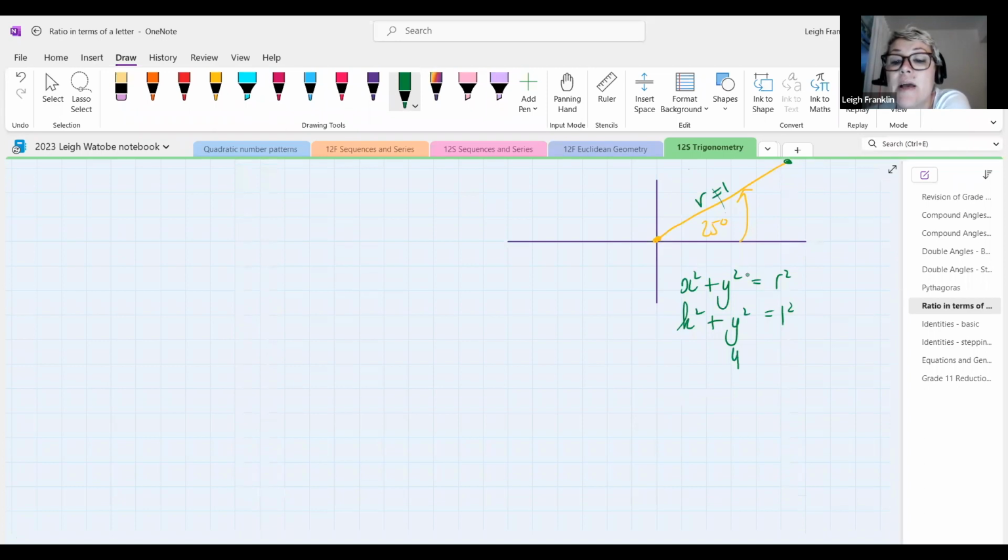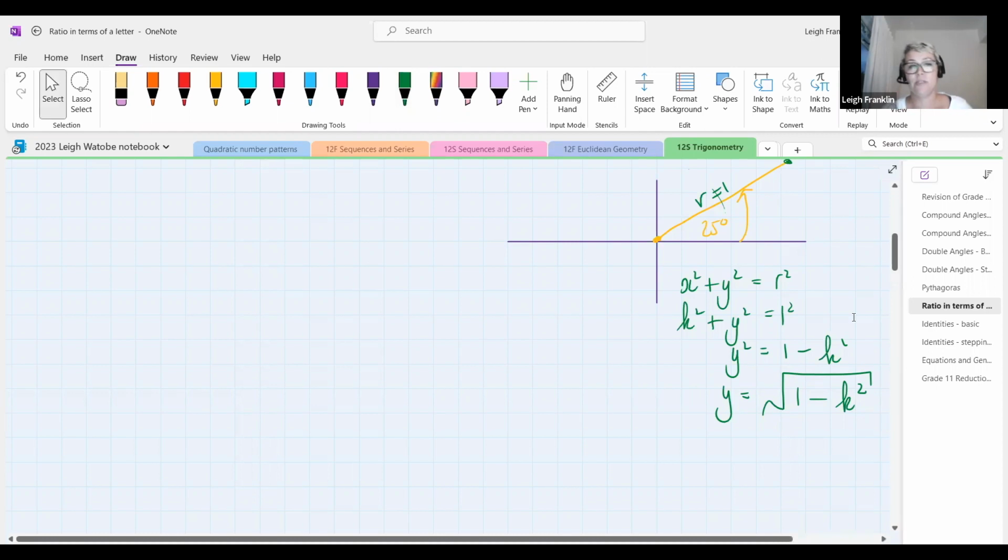And that means that y squared would be equal to 1 minus k squared. And because I'm working in the first quadrant, y is going to be positive when I take the square root. And this would give me the square root of 1 minus k squared. So now, before we carry on, I just want to have a small discussion with you. Can I drop the square off the k because I'm taking a square root? Is that allowed? Is it okay mathematically for me to do that?